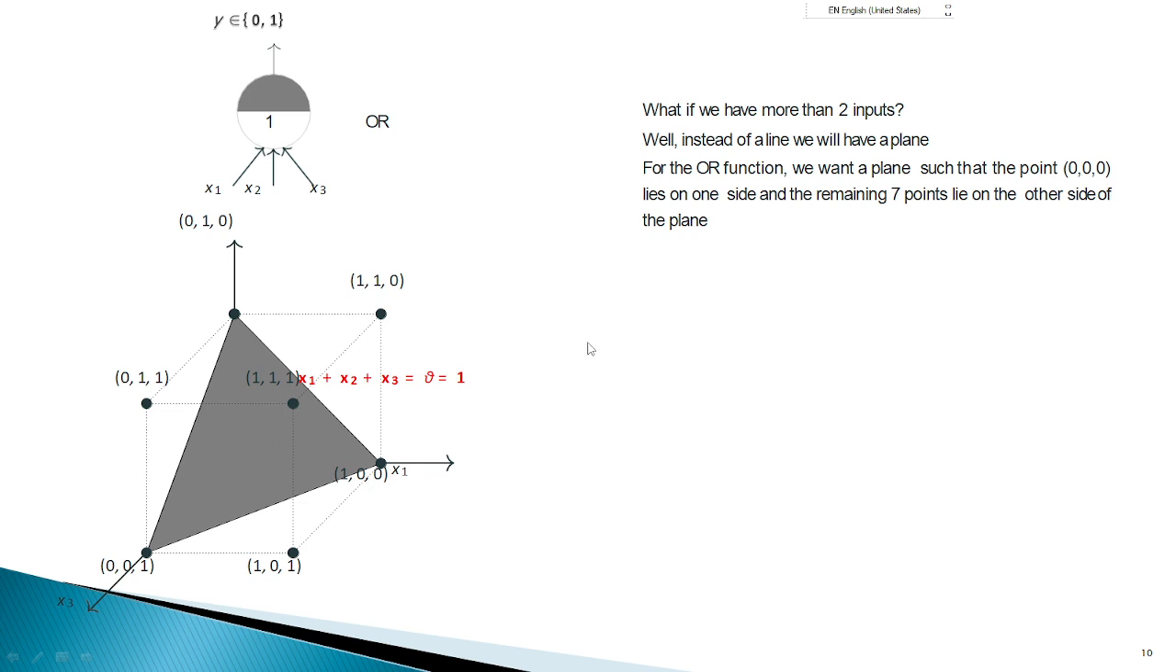So how do we group? It will be divided into two groups. One group will have 0, 0, 0 alone. In the other group, we will have 7 points, that is, everything other than 0, 0, 0. You can draw a plane here. It divides into two halves: one side will have 0, 0, 0, and the remaining 7 points lie on the other side of the plane. So for 3 inputs we will have a plane, and for 2 inputs we will have a line.